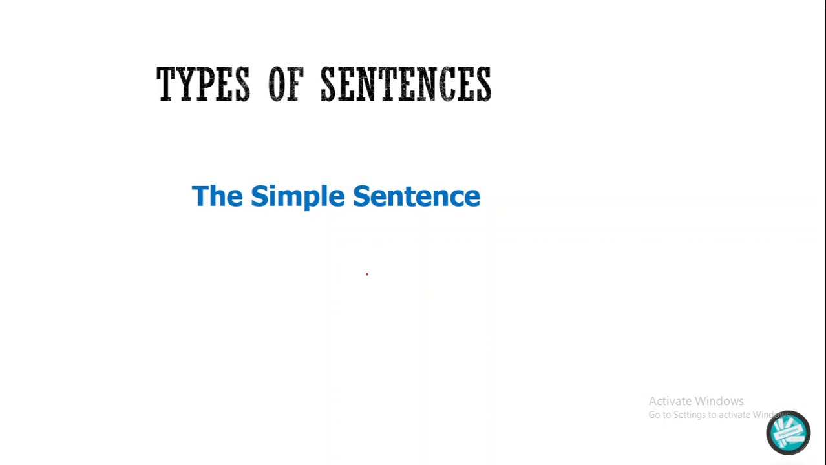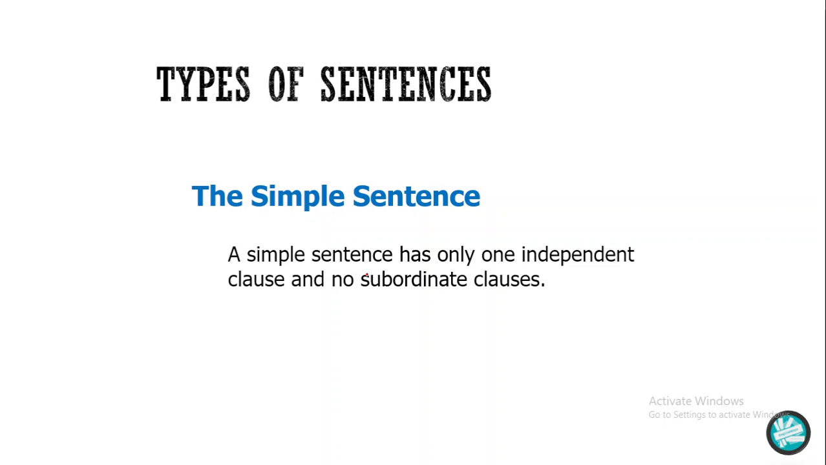So the first type is the simple sentence. A simple sentence has only one independent clause and no subordinate clause. So in a simple sentence, there is only one clause, and that clause is an independent clause. And in the simple sentence, there are no subordinate clauses.